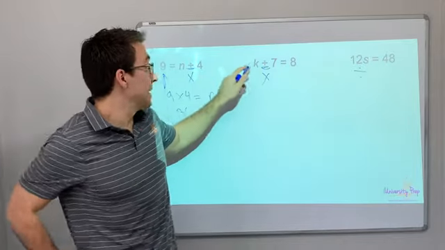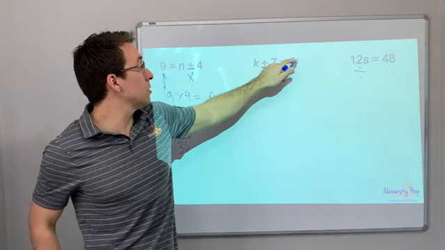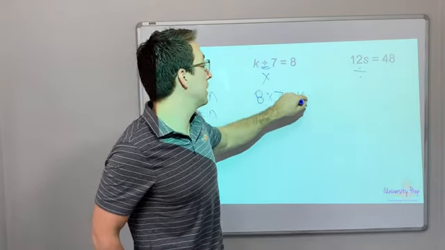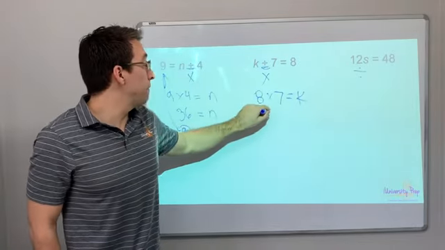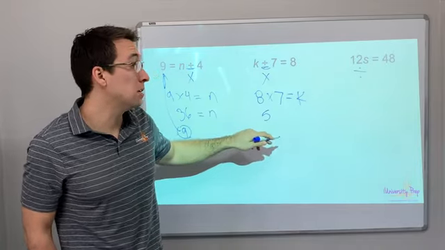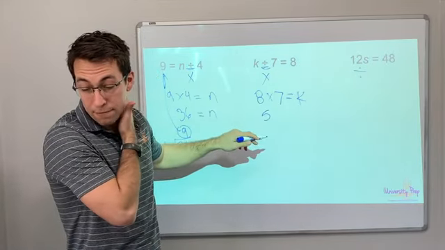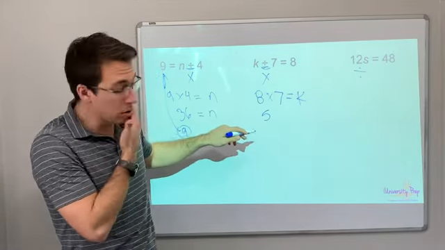All right. K divided by 7 equals 8. So 8 times 7 equals K. 54? Nope, 56. 8 times 8 is 64, so minus 8 is 56. 56 equals K.